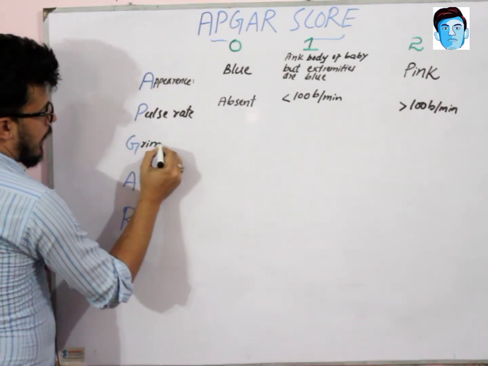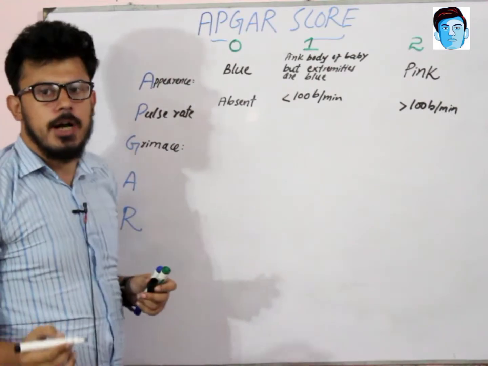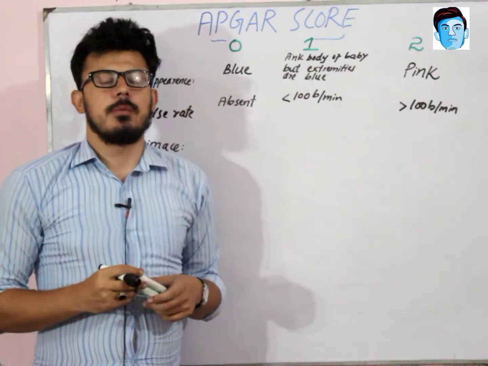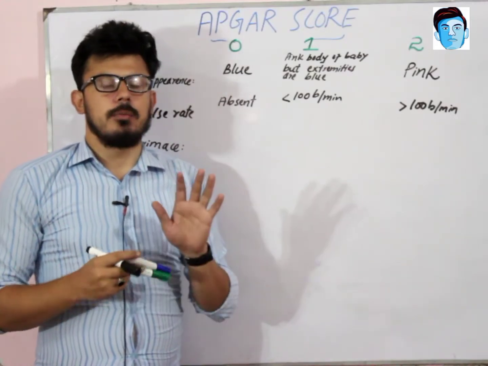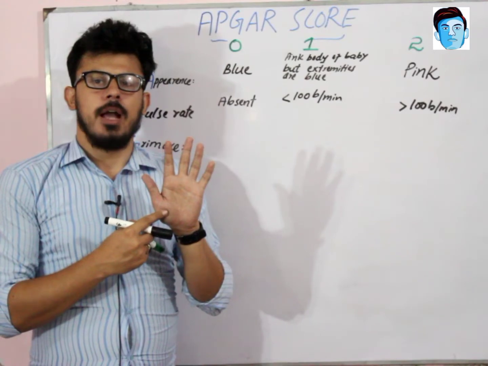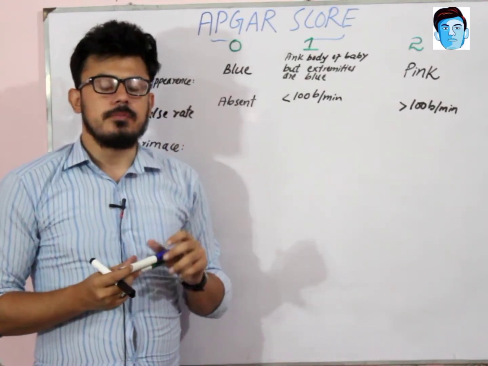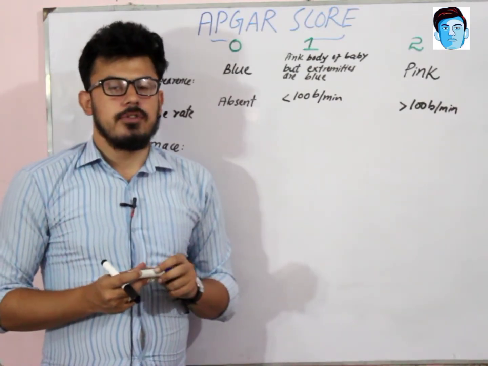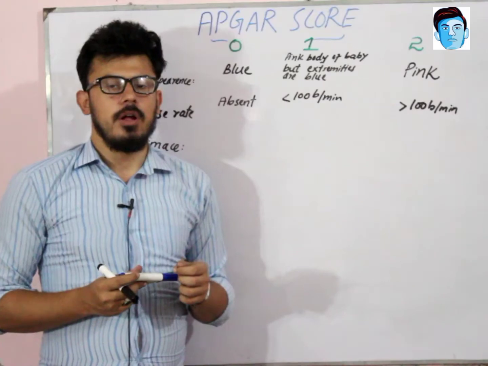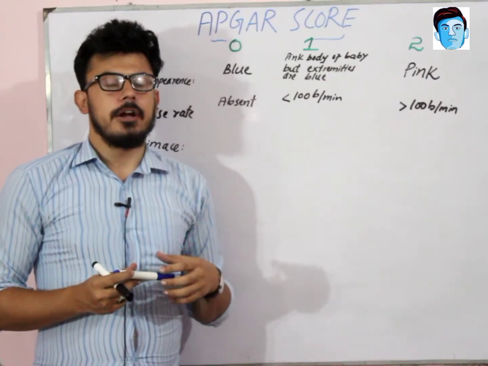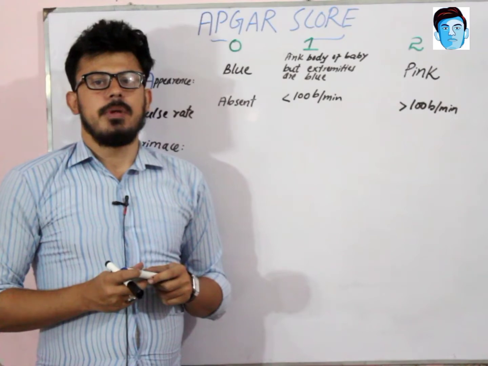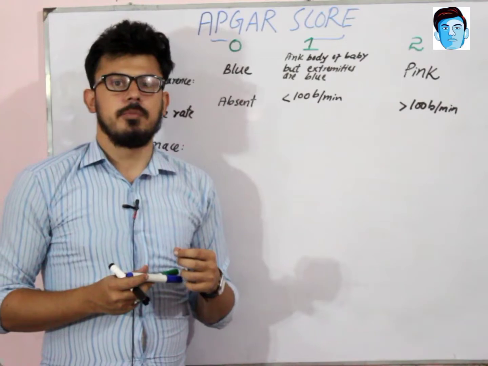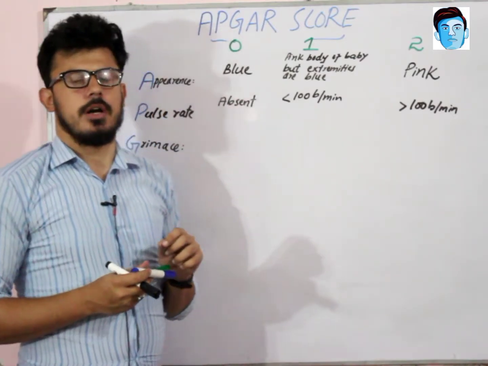Secondly, there is grimace. So what is grimace? Grimace means the facial expression of a child. Actually we can assess the grimace by doing electrical stimulation to a child, and we will electrically stimulate the side of the leg of the baby, and upon stimulation we will be assessing the cry of a child. If the baby is actively crying, it means that the baby's condition is healthy and it is normal.